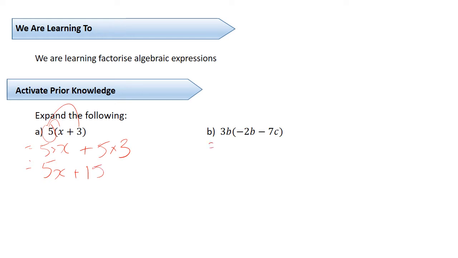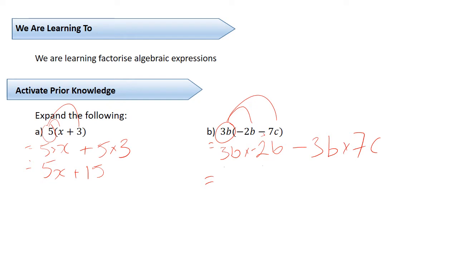And then the second one. Again, number out the front multiplied by both values inside the brackets, and I end up with 3b times minus 2b. There's a subtract here, so I'll make sure I get my subtract in my answer. Number out the front, 3b times 7c. Matter of tidying that up once more.